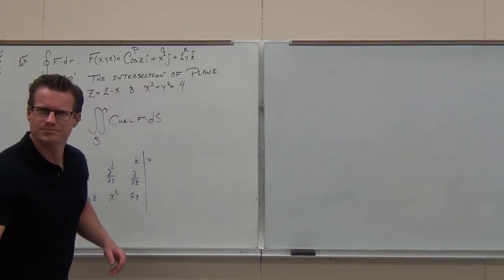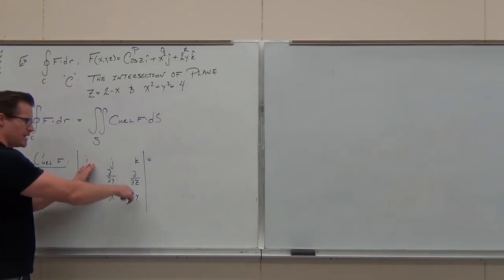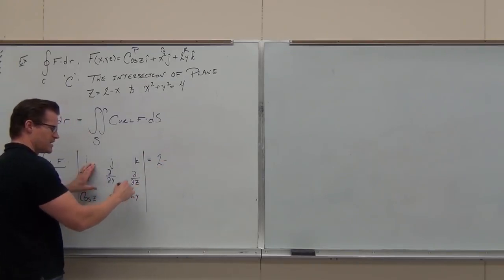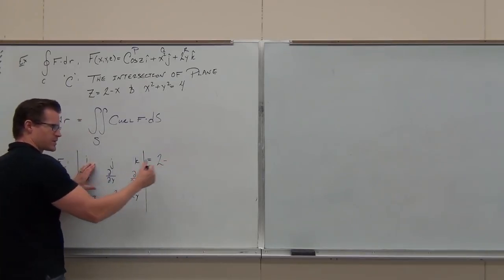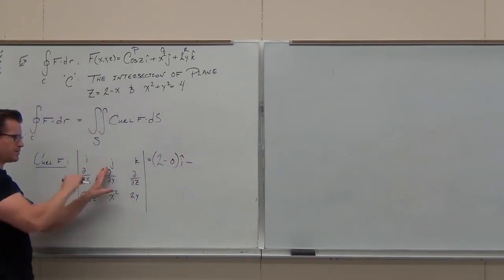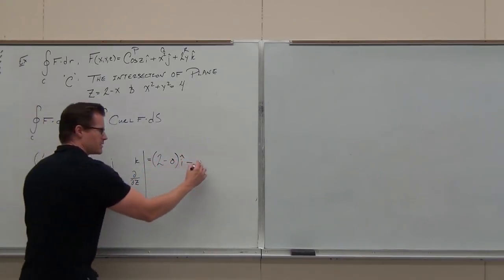Remember how to do it? Cover this, partial minus partial. So what's this give us? 2 minus partial of this makes it z, 0. Cool, love it. Minus sign, cover that up. Partial derivative is? 0.